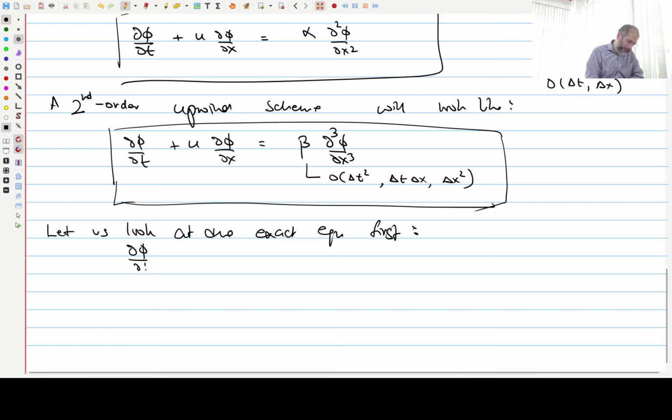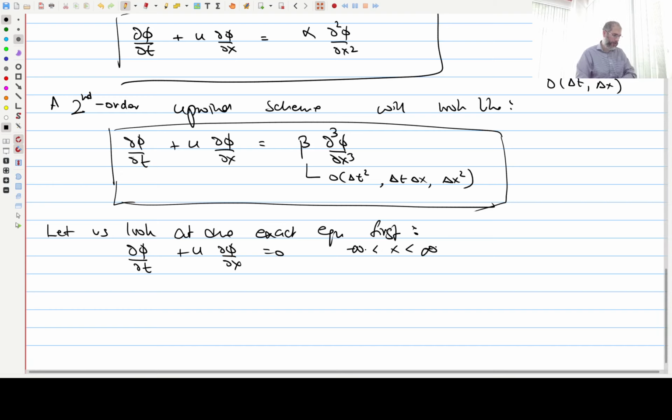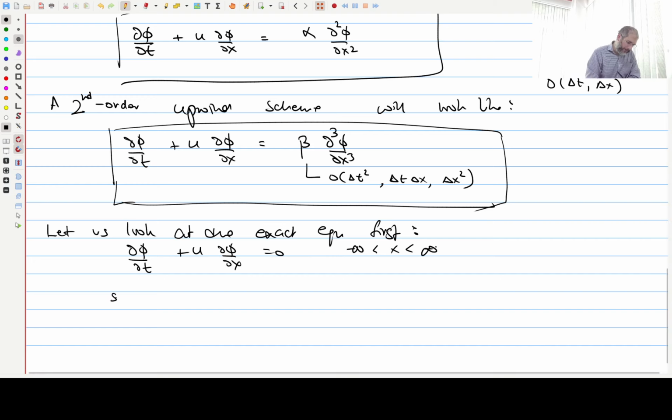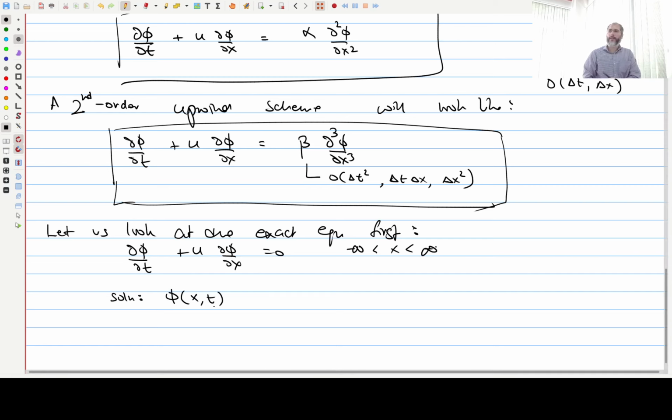So the exact equation we are solving is del phi by del t plus u del phi by del x equal to 0, where our x is in the whole real space. So the solution of this is phi as a function of x and t. So that is how the solution will be. It will be some function of x and t.